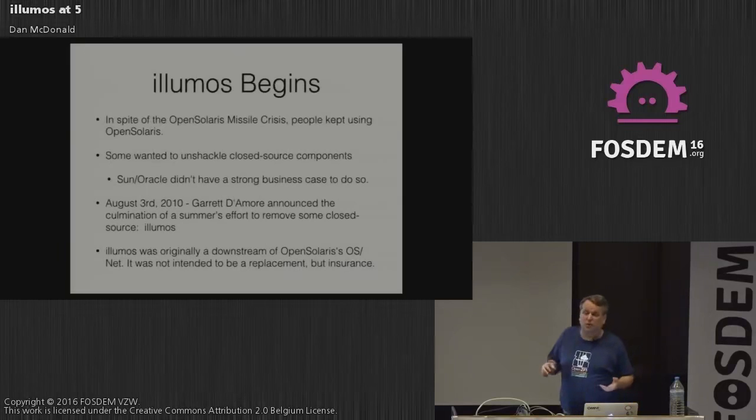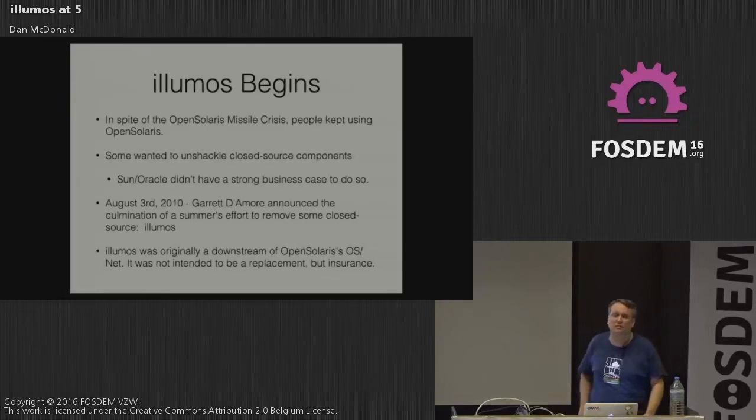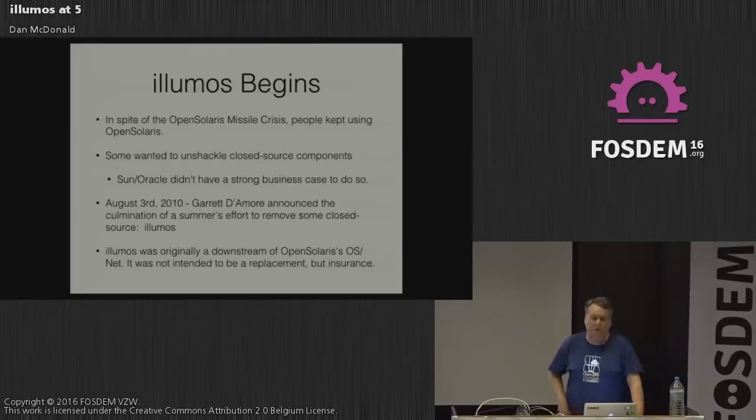In spite of the OpenSolaris missile crisis I talked about earlier, we had a community building around us. Some people wanted to unshackle some of the closed source components that had various restrictions on their source. So Garrett D'Amore, Rich Lowe, and a couple other people started writing open source replacements, borrowing and stealing a lot of code, borrowing because it wasn't really stealing, from FreeBSD, and bringing those up. And so in August of 2010, Garrett D'Amore announced the culmination of this effort, which was called illumos.